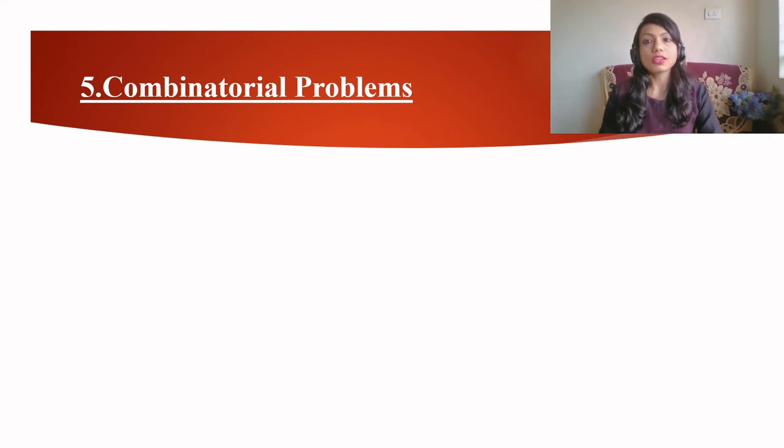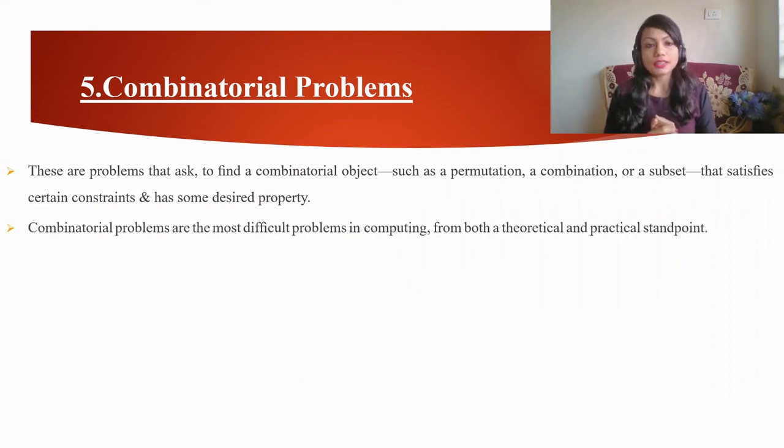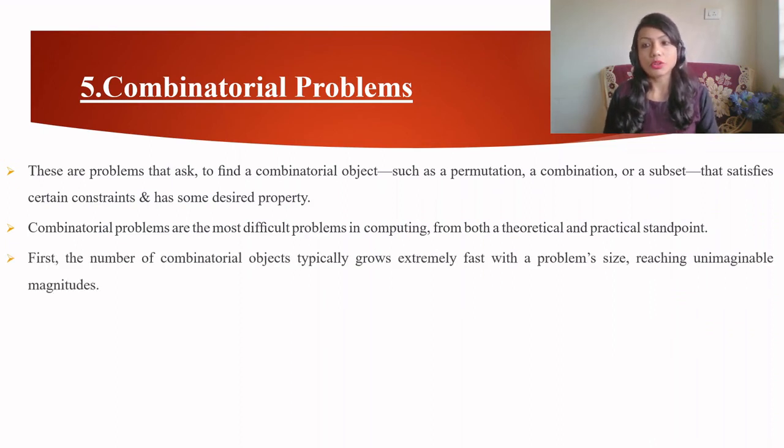Now let's see what this combinatorial problem is. These are the problems that ask to find a combinatorial object such as a permutation, combination or subset that satisfies certain conditions and has a desirable property. These are very difficult problems, both in theory and from a practical standpoint, because the number of combinatorial objects typically grows extremely fast with the problem size. That is, as the size of your input increases, the solution space also increases exponentially. So it is very difficult to solve.